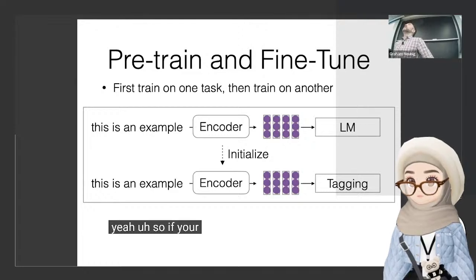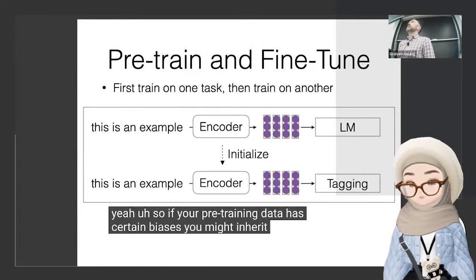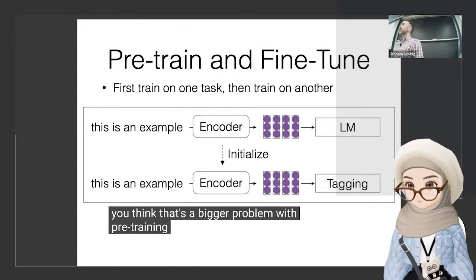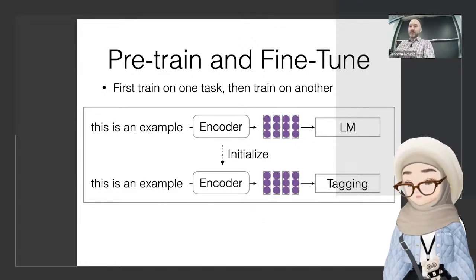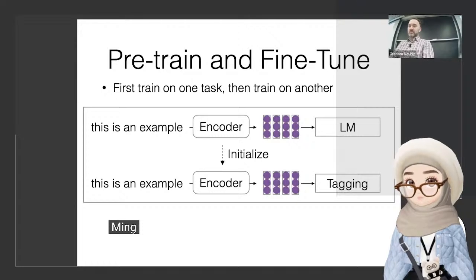So if your pre-training data has certain biases, you might inherit them. Do you think that's a bigger problem with pre-training and fine-tuning, or standard multitasking? That's everywhere. Biases.